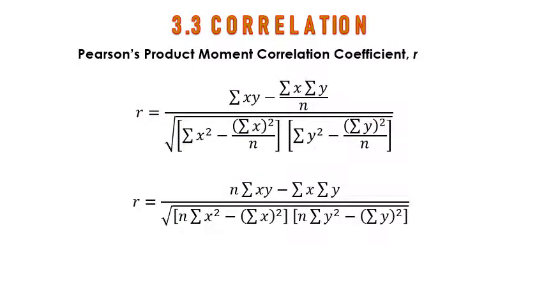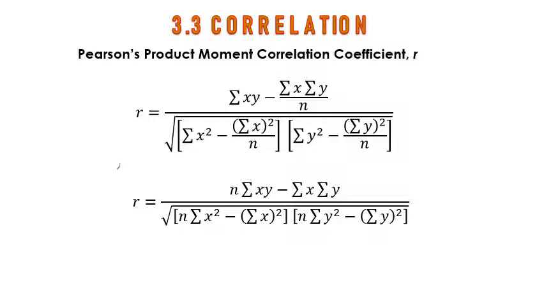Pearson's product moment correlation coefficient is denoted by r. So r equals summation of xy minus summation of x times summation of y over n, over square root of summation of x square minus summation of x, square over n, times summation of y square minus summation of y, square over n.